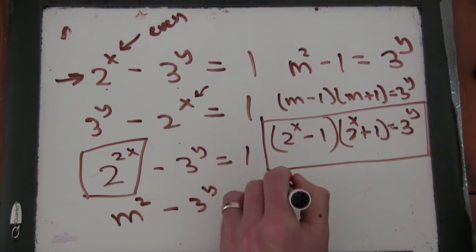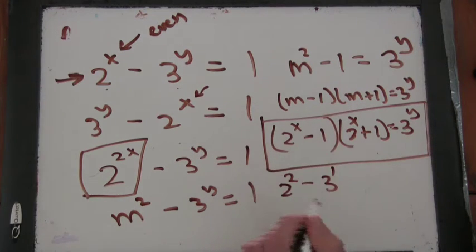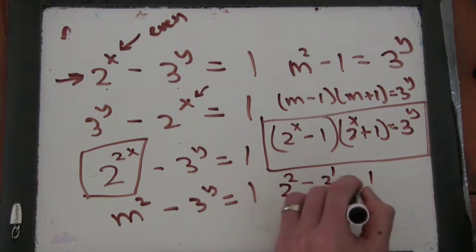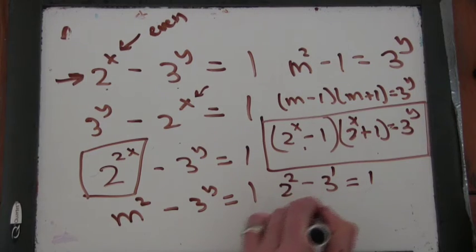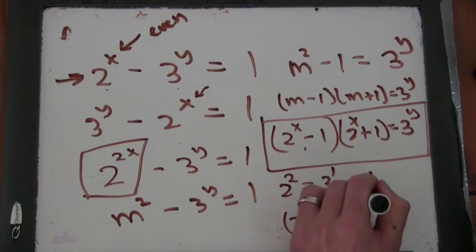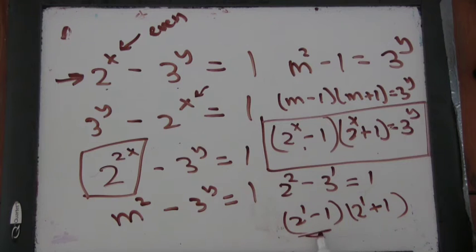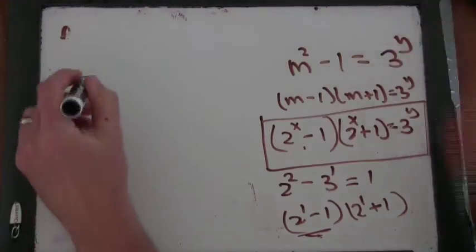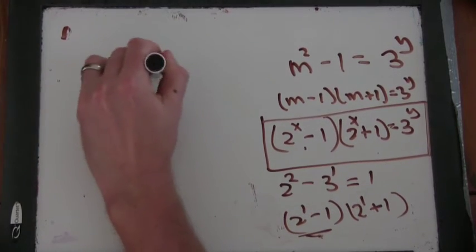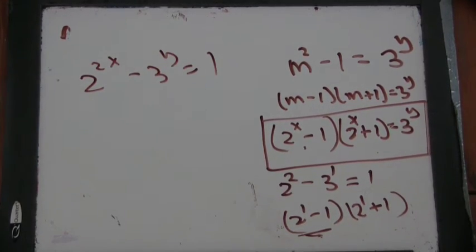But we did see it work for 2 squared minus 3 to the 1, and notice what happens when you factor 2 squared minus 3 to the 1 this way, because x is now 1 here. You get 2 to the 1 minus 1 and 2 to the 1 plus 1. So it's 3 to the 0 times 3 to the 1. That was the only case where it broke. So for an even power of 2 greater than 2, we just showed that 2 to the 2x minus 3 to the y equals 1 can never happen, using a difference of squares and prime factorization. It's pretty neat.